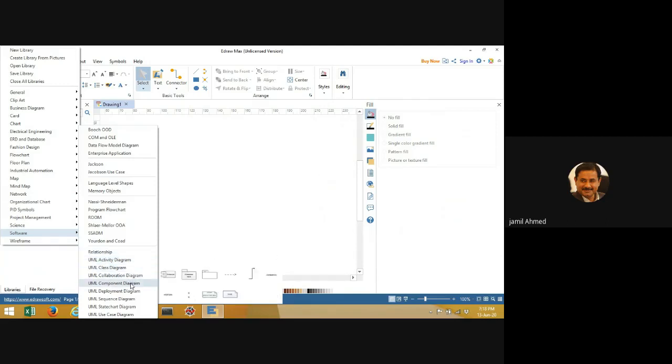See here, components UML diagrams. So have a single click on the components diagram, sequence diagram, charts diagram, use case diagram. So we are thinking about the component diagram. Single click.